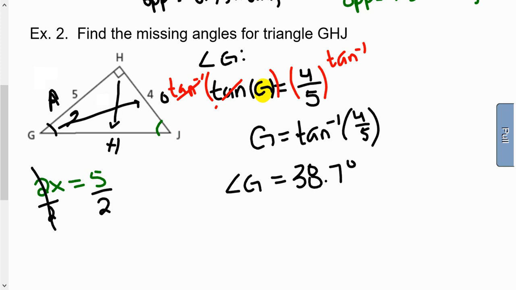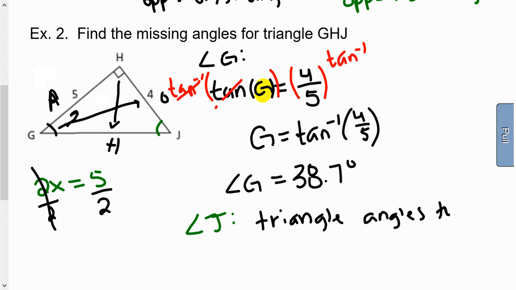Now to find J, I could do the same thing, right? I could find the opposite, I could find the adjacent, I could inverse tangent that. But we know a few things about triangles, right? We know that, let's go through this angle J. We know that a triangle has 3 angles that total to 180 degrees, right? That's what makes it a triangle. If the angles inside were more than 180 degrees, there would be a gap, right? None of the corners would meet. If it was less than 180 degrees, it wouldn't work, right? Triangle angles have to total to 180 degrees.